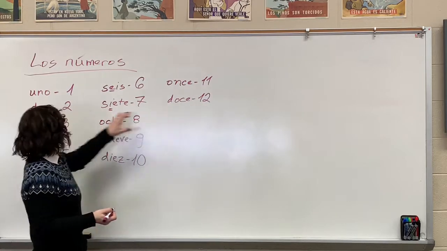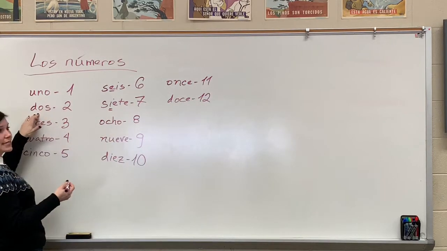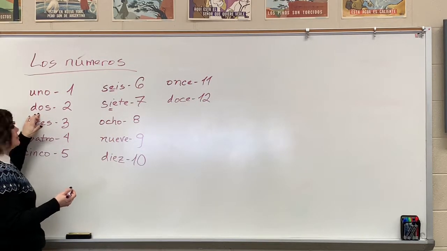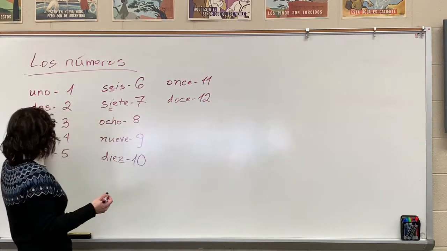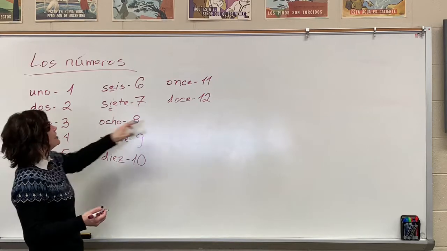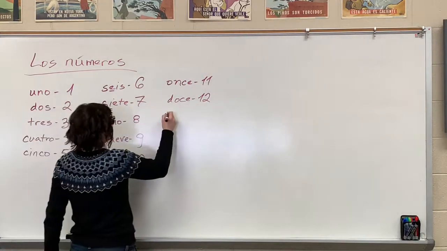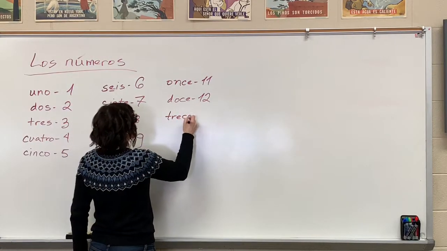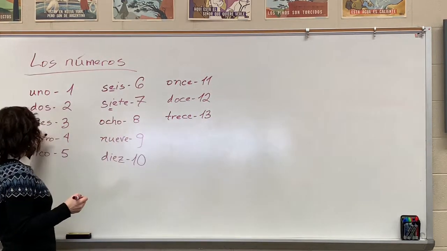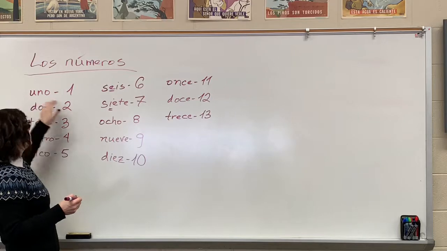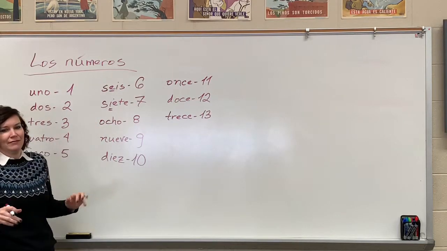And doce, you can see, looks and sounds like dos, right? The D-O, and then you just add the say on the end. Same thing with trece. Trece. Dos, doce. Uno, once, a little different, but you get the idea.